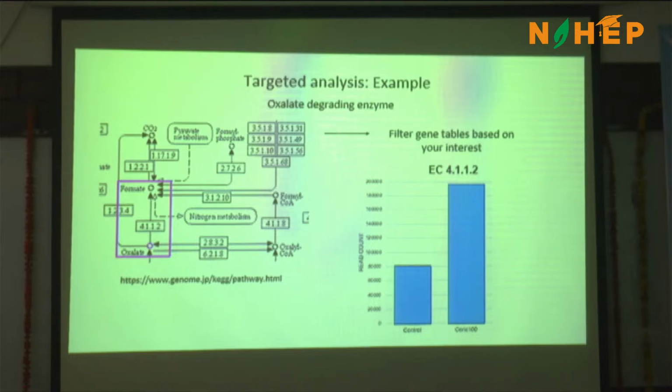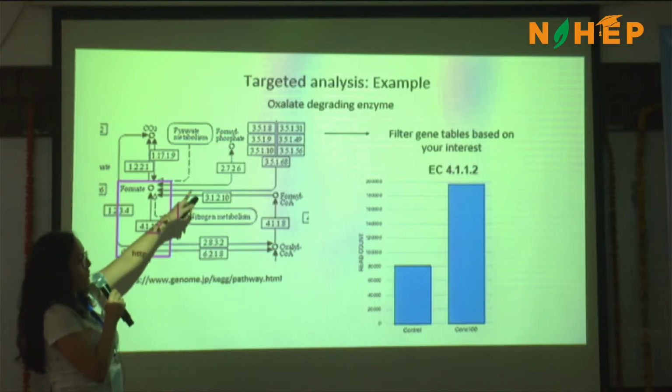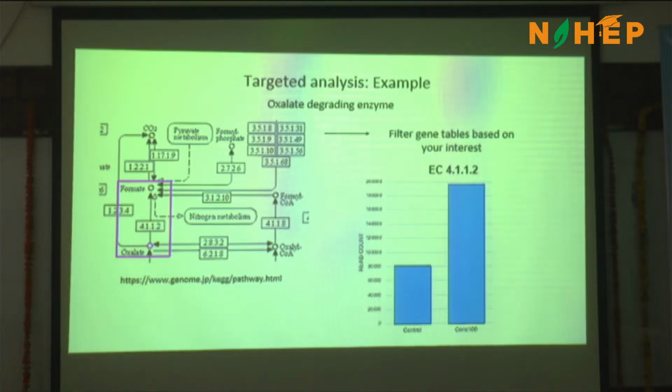So this is the enzyme that I was interested in. And on the X axis, you have control, but also the concentrations that I told you that I was interested in. You can do it with all of them if you want. And then the read count for each of them.